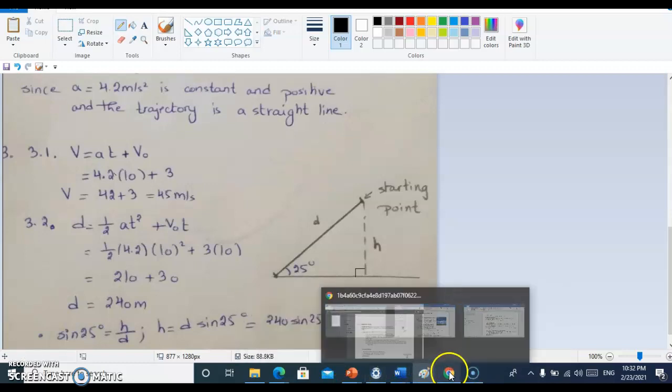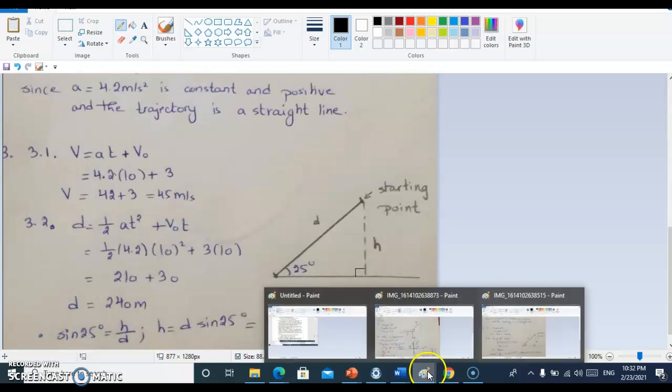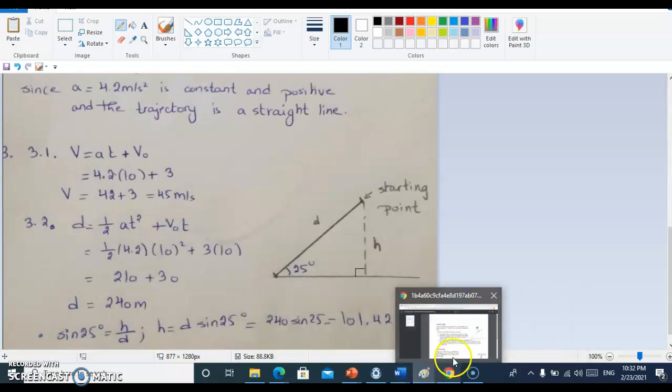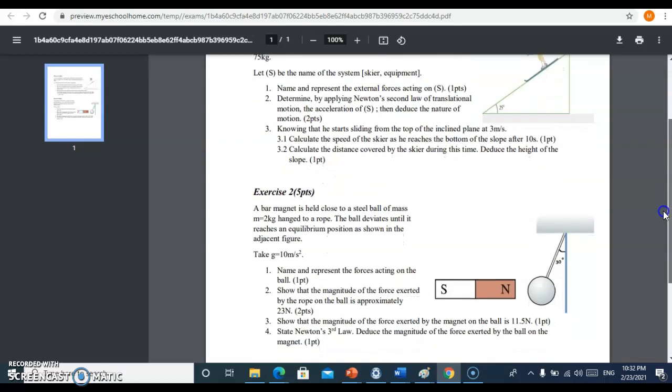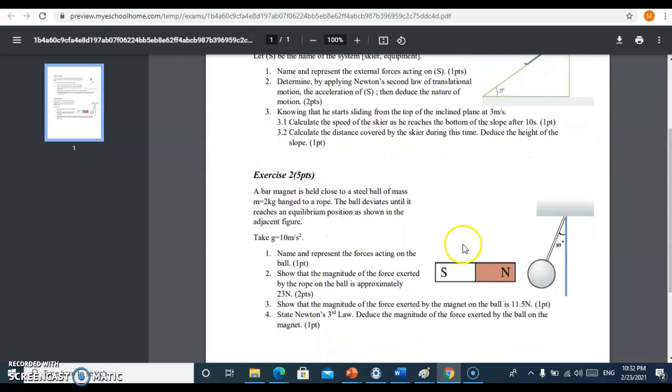This is concerning exercise 1. Now concerning exercise 2, you have a bar magnet held close to a steel ball of mass m, hanged to a rope. The ball deviates until it reaches an equilibrium position as shown in the adjacent figure. So you can see that the rope is making a 30-degree angle with the vertical, and the ball is at a certain distance away from the magnet but being attracted by it and is at equilibrium.